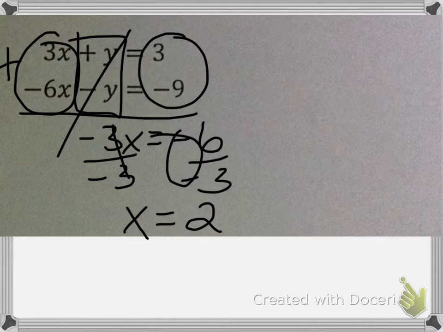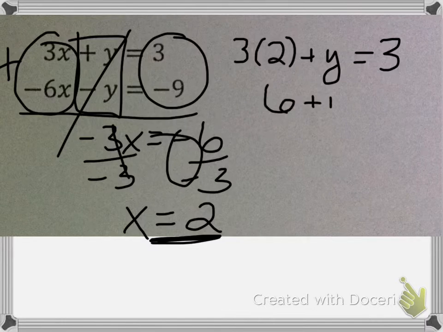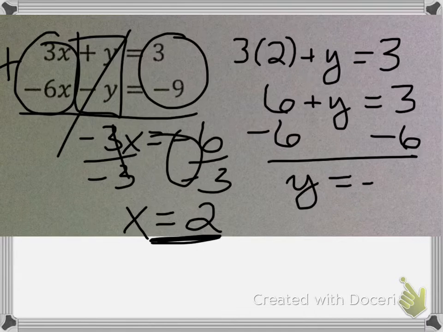Now that we've found the first mystery number, we're going to substitute it into one of the equations in order to determine the second mystery number. And since we know that x is 2, it's not 3 times a mystery number anymore, it's 3 times 2, which is really 6 plus some number equals 3. And we'll finish it off by subtracting that 6 from each side. And now we have the value of the second mystery number, y, which is negative 3. So to sum up our answer, x is 2 and y is negative 3.